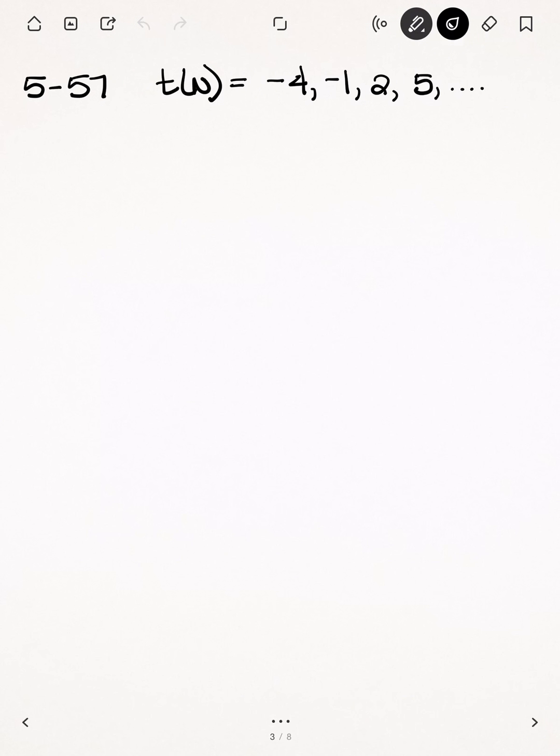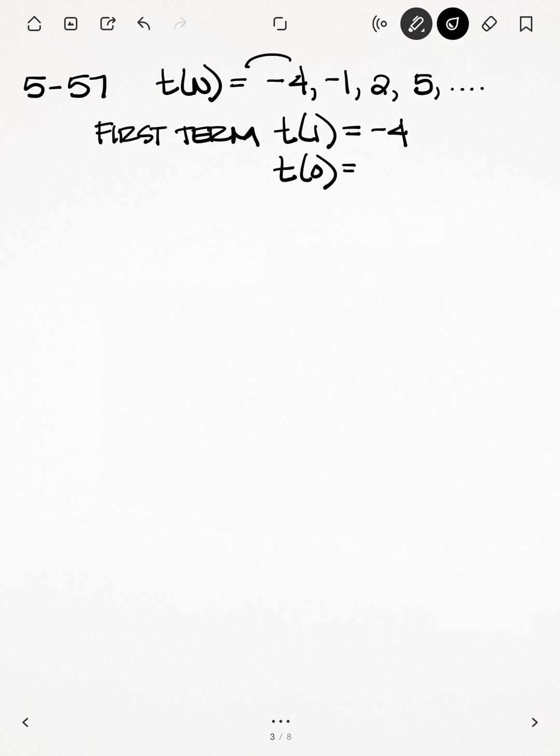On this problem, we have another sequence, and it wants to know, first of all, what the first term is. The first term, in this case, we would say t of 1 is -4. Then it might ask you what t of 0 is. Well, t of 0 means I'm going to go backwards.